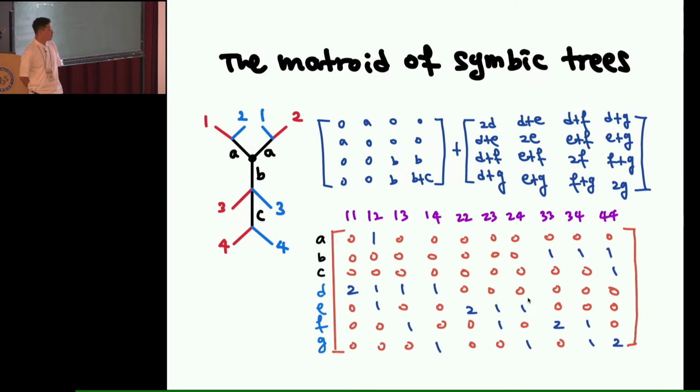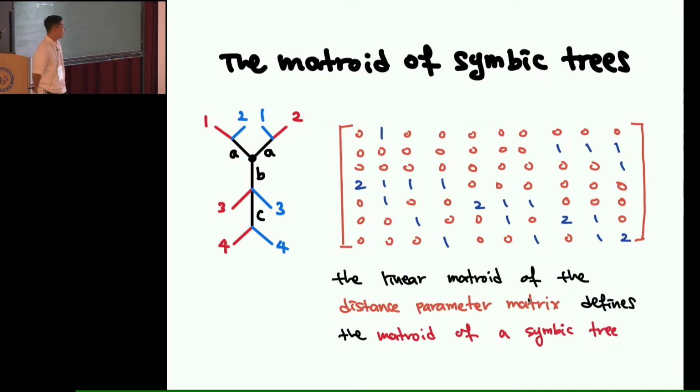From this one, we can make a really large matrix, which is obtained from this parameterization. Rows are labeled by these parameters, and columns are labeled by entries. Then we have this large matrix. We call this a distance parameter matrix. We consider the linear matroid from this one, and then if you understand this one, you can also understand the algebraic matroid for the symmetric rank 2 matrices.